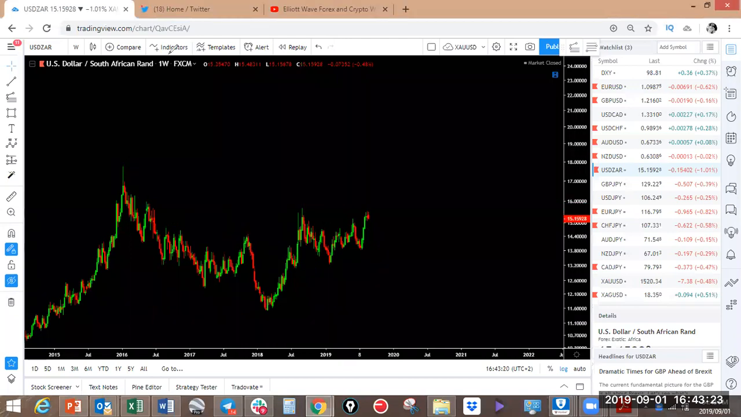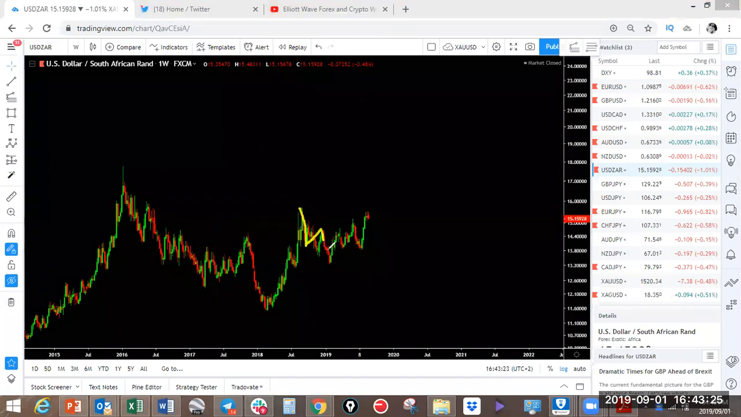So let's have a look here. The structure that we're looking at is this 1, 2, 3, 1, 2, 3. Now this 3 is incomplete, and we want it to do this. This is a running flat there. This is an expanding flat, an exhibition of corrections there.